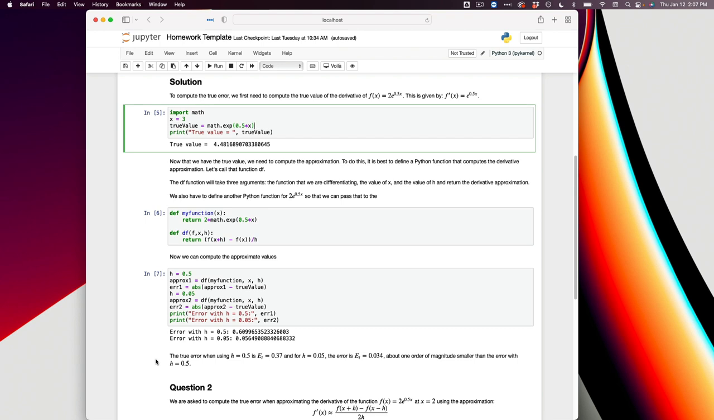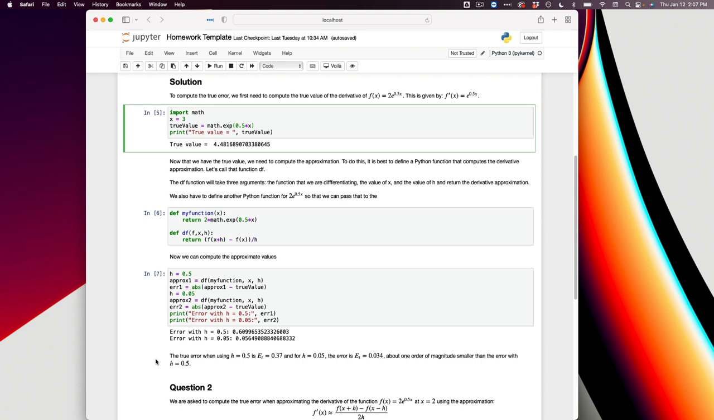However, this is useful: the true error when using h equals 0.5 is E_t 0.37, and for h equals 0.05, it's E_t 0.034, about one order of magnitude smaller than the error with h equals 0.5. If I take anything out of this homework assignment, it's this statement, the interpretation of your finding. So try to get to that point. That is a long-term expectation of you as an engineer: to get to a point where you are interpreting the results.